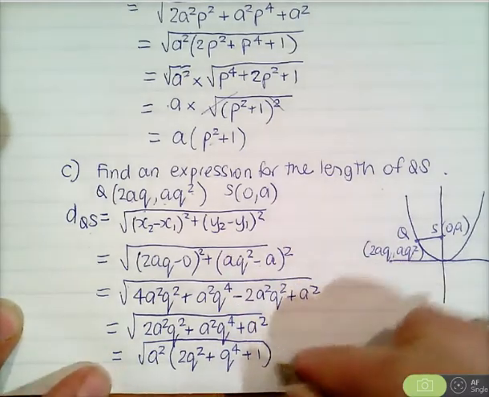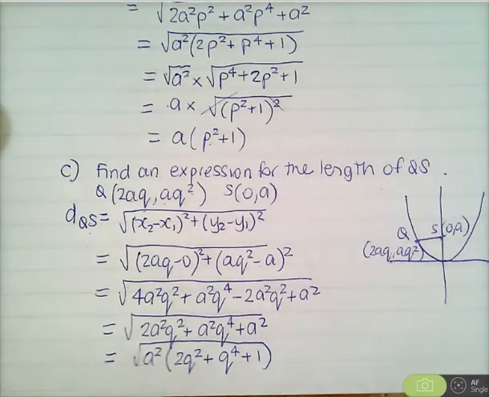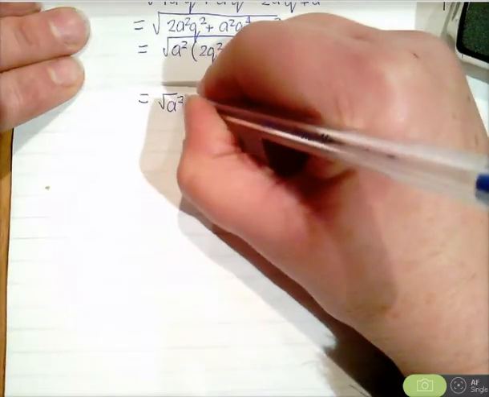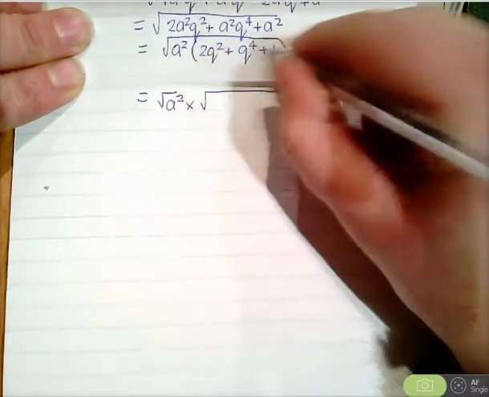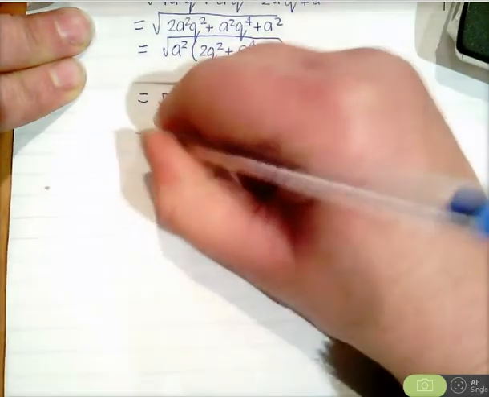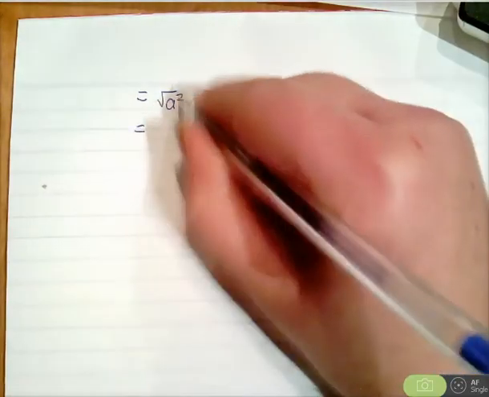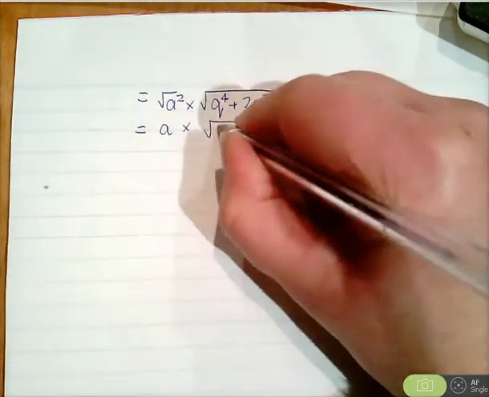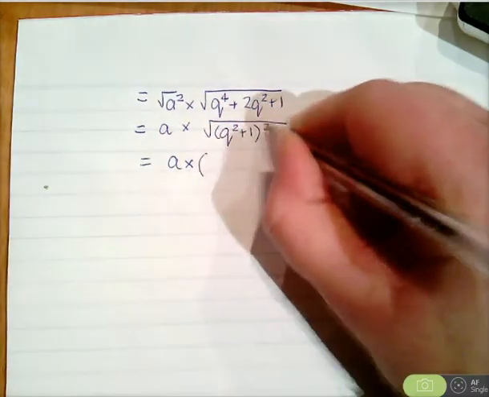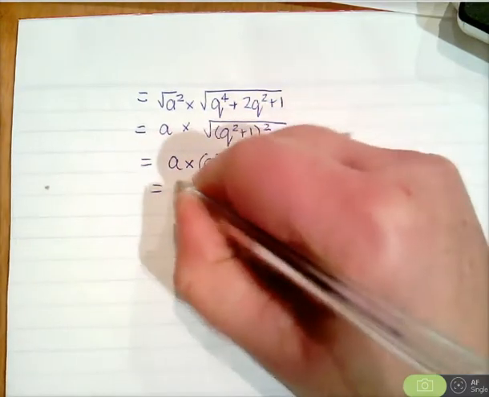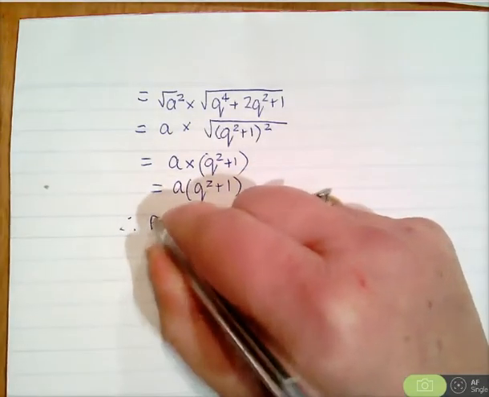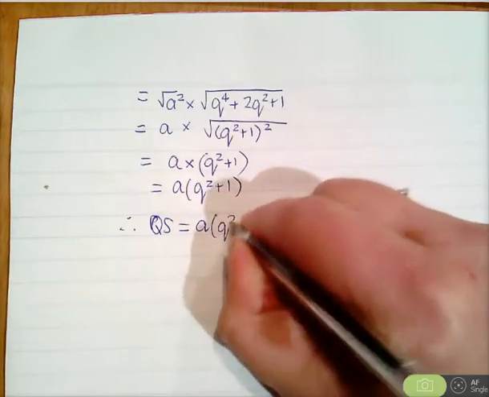Again, you can split up this square root sign, and just continuing here, that is equal to the square root of a squared times the square root of, now I'm going to rearrange this so that the term with the highest power is first, q to the power of 4 plus 2q squared plus 1. Okay, now what we get here, the square root of a squared is a times, this here looks like a perfect square, so it's q squared plus 1 squared. And the squared and the square root cancel, and you get a times q squared plus 1. So therefore the length of QS is a q squared plus 1.